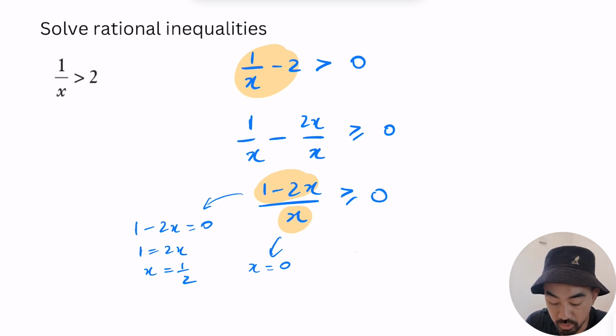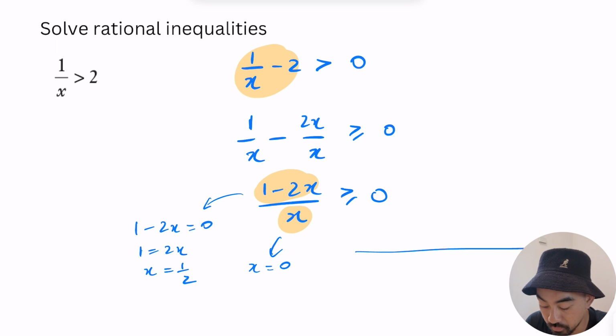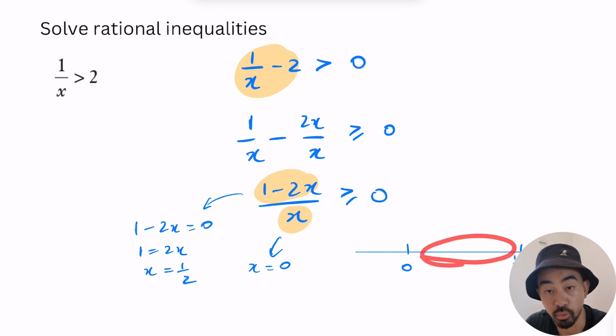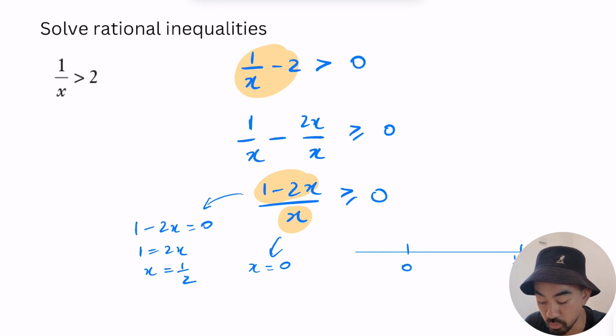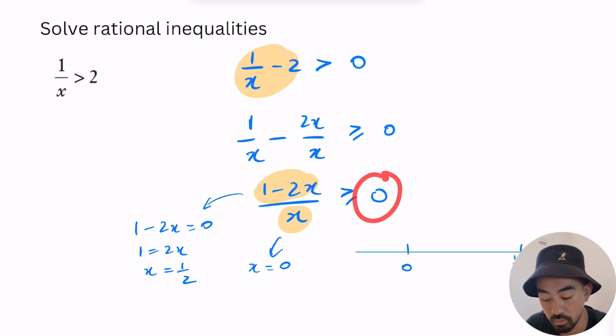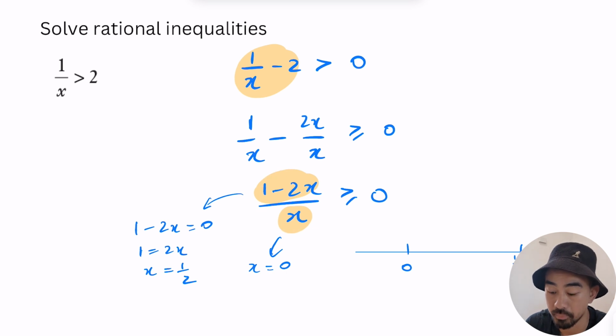So once you've done that, you want to whip up a number line real quick. 0 and a half. And what we want to do is test these regions. We want to test regions which are less than 0, regions between 0 and a half, and also regions bigger than 1/2. And all we want to know is whether the numerator will be positive or negative, and the denominator will be positive or negative, because in order to have a number bigger than or equal to 0, we need both of these to be positive.